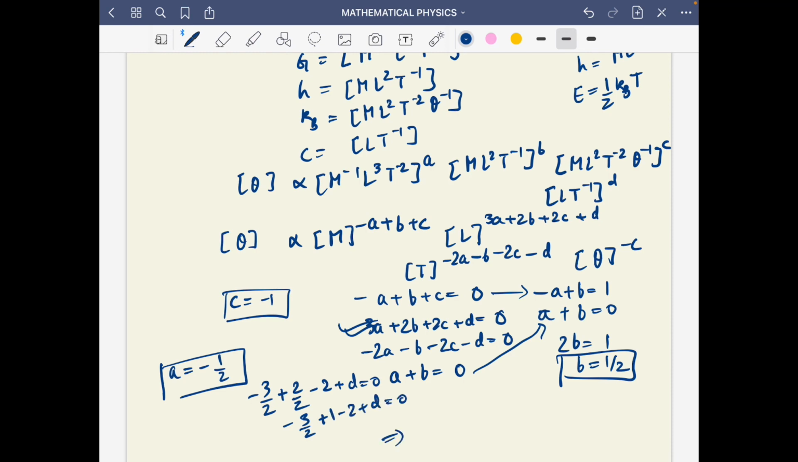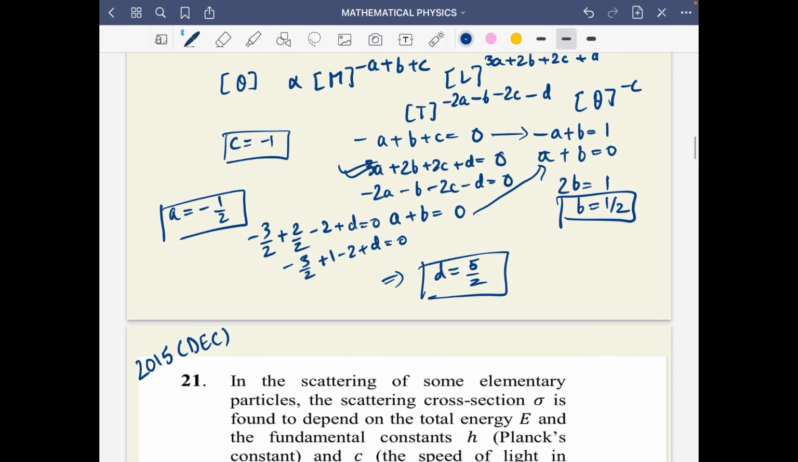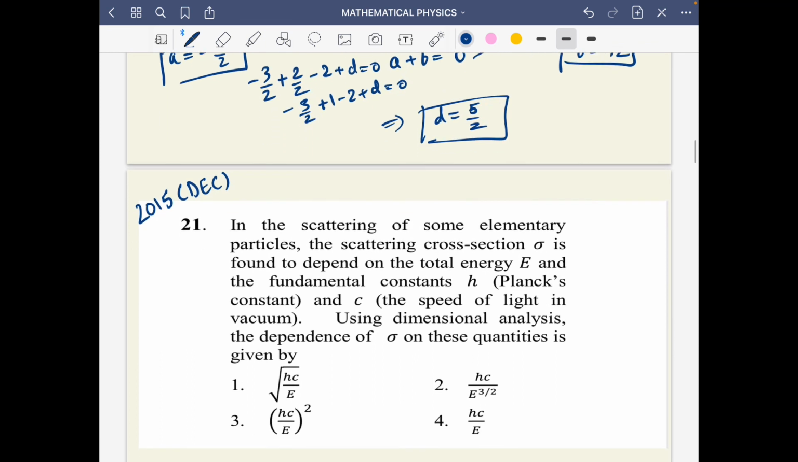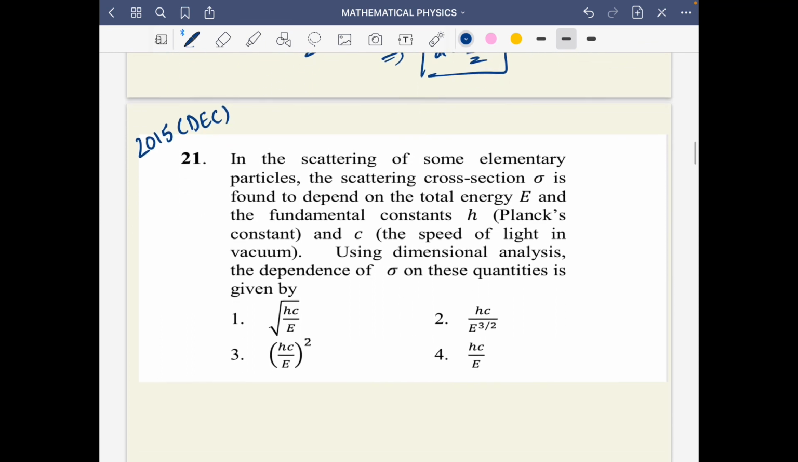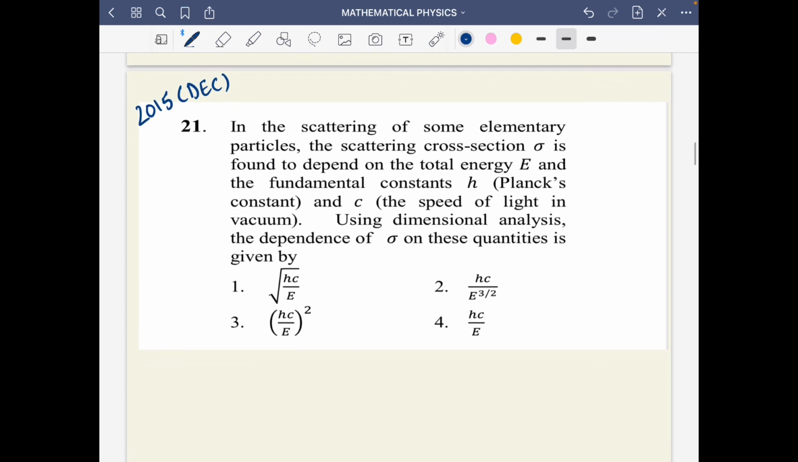This becomes d equals to 5 by 2. You can solve it. I am leaving the part of mathematics, basic mathematics. Now the last question from the dimensional analysis from our 10 years analysis is from 2015 December.